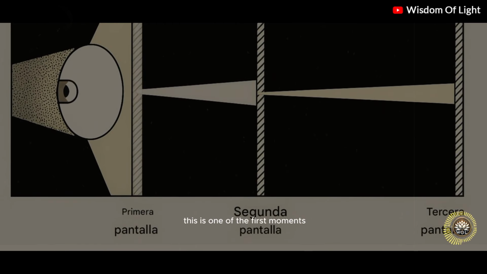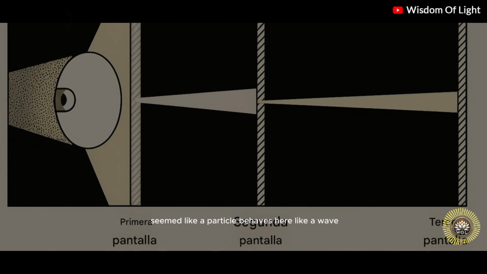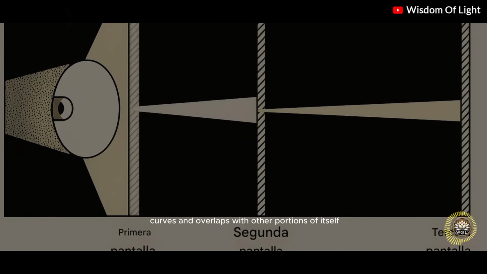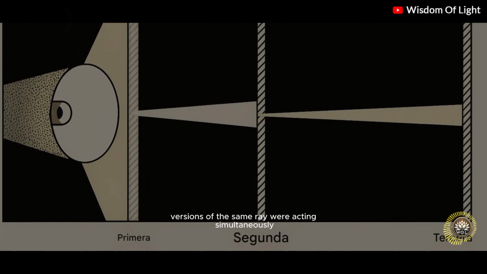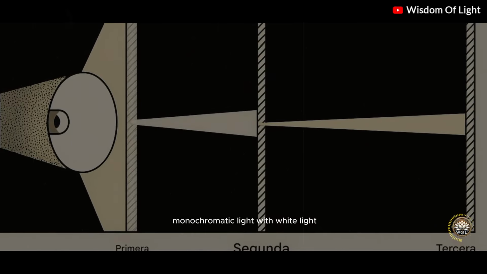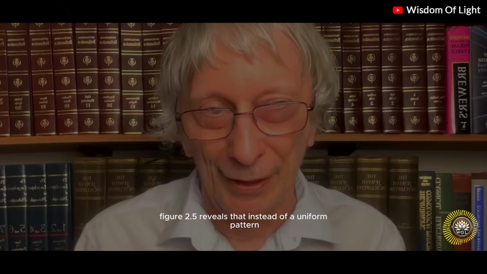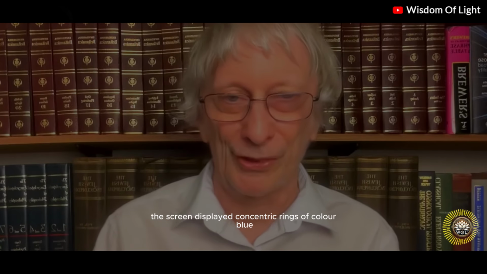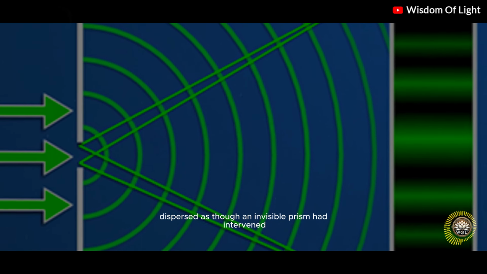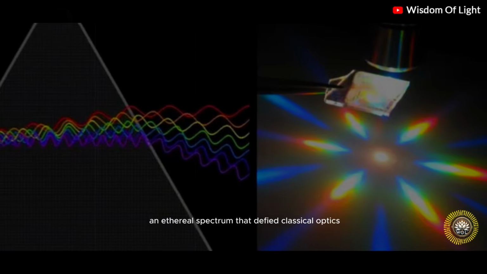Deutsch explains that this is one of the first moments when nature shows its dual face. Light, which until then seemed like a particle, behaves here like a wave. Each portion of the beam spreads, curves, and overlaps with other portions of itself, as if multiple versions of the same ray were acting simultaneously. When researchers replaced monochromatic light with white light, the mystery became even more beautiful. Figure 2.5 reveals that instead of a uniform pattern, the screen displayed concentric rings of color, blue, green, red, and violet, dispersed as though an invisible prism had intervened. Each color bent at a different angle, painting an ethereal spectrum that defied classical optics.